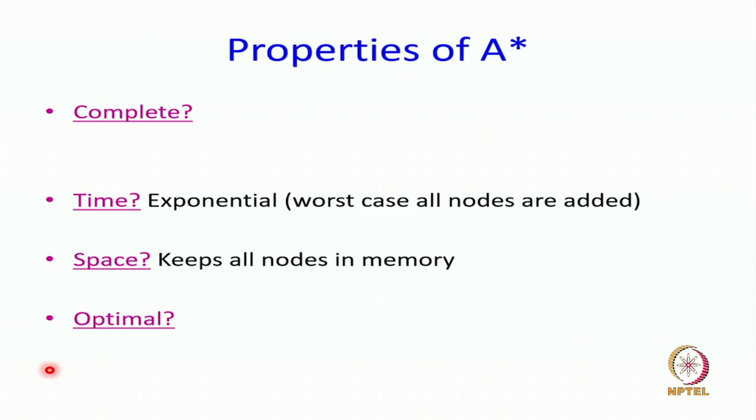Now, when will A star not be complete? This is an interesting question. What needs to happen in my search space such that I get into some other territory and I never come out of it? I just never come out of it and I never find the goal. What needs to happen? I am expanding in F order. I have an optimal cost to the goal. What needs to happen?